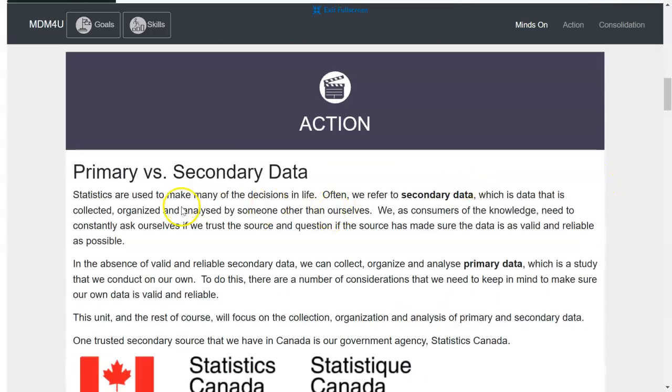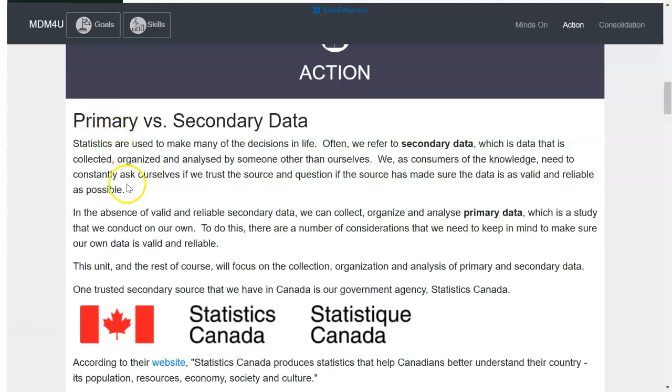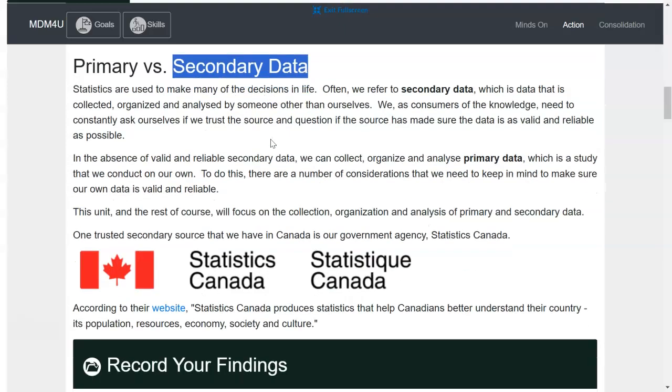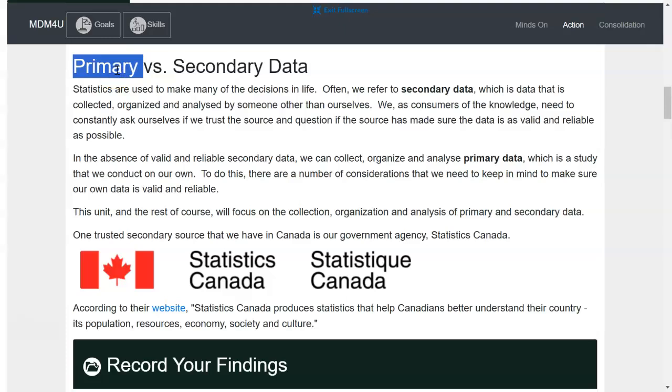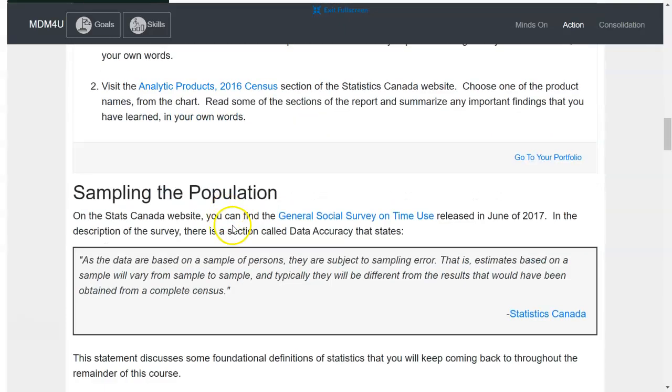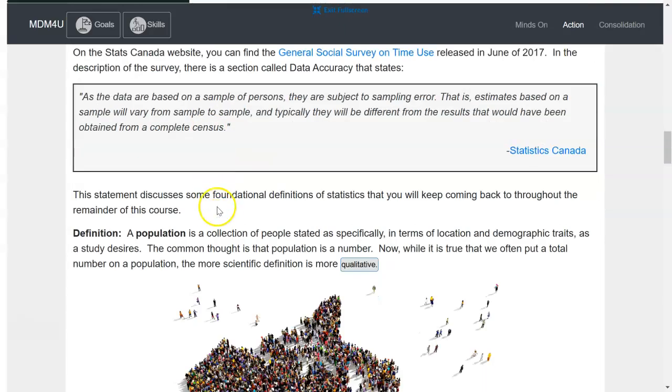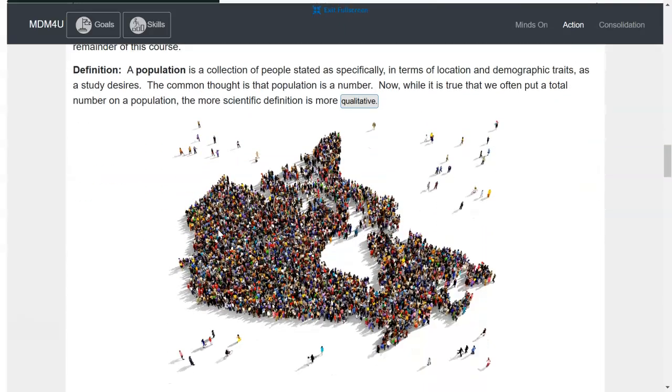What does that mean? Well, the first thing is we look at primary versus secondary data. If you collect the data yourself, it's called primary data. If you get data from someone else, it's secondary data. So if you're going online to get some information, that would qualify as secondary data. If you're measuring things and asking people questions, it would be primary data. And then after that, we're going to talk about population and samples.